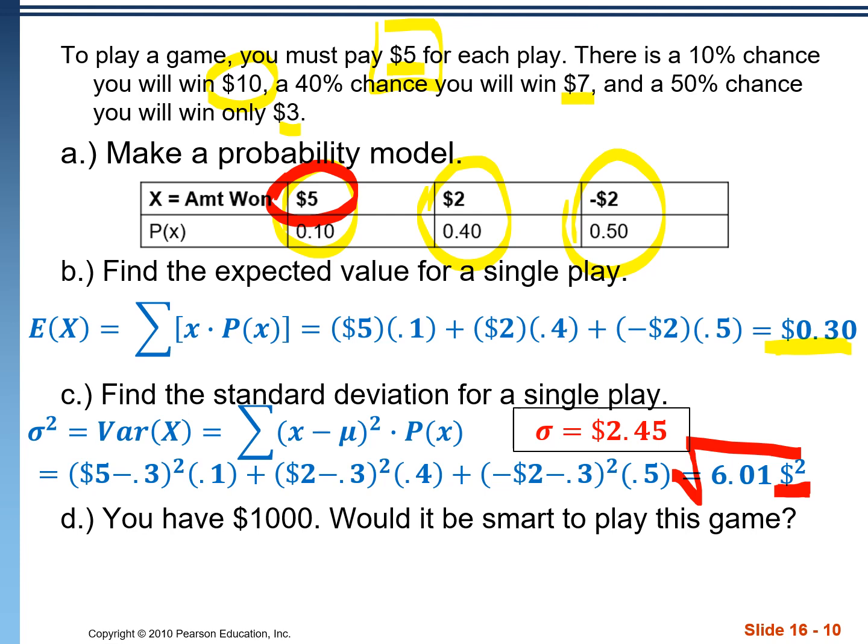Part D, you have $1,000. Would it be smart to play this game? It would. Reason being, our expected value is positive. We're expected to win money if we play this game. If we have a large enough bankroll, considering the standard deviation is a lot larger than what we're winning, there's going to be some swings in our wins and losses, but if we have enough money to survive those swings, we should make money over the long run.